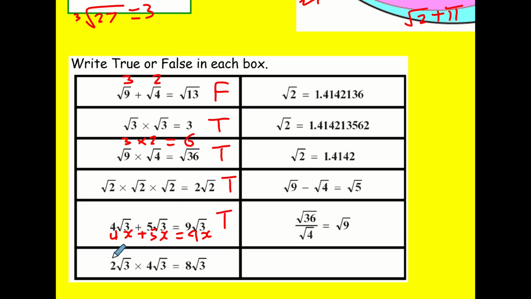And just be careful here. We've got 2 times 4 is 8, but it's root 3 times root 3. So actually it would be 8 times 3. This one was false.